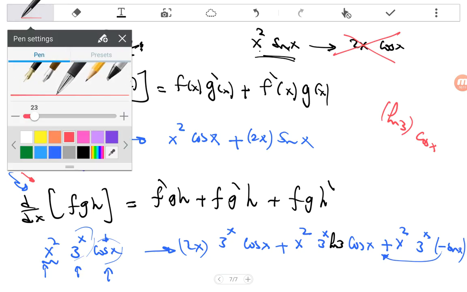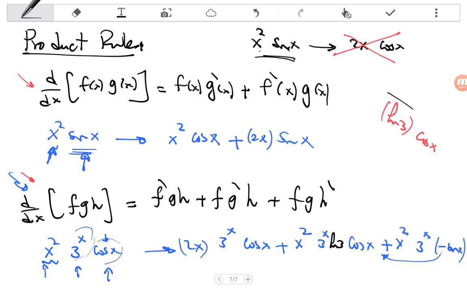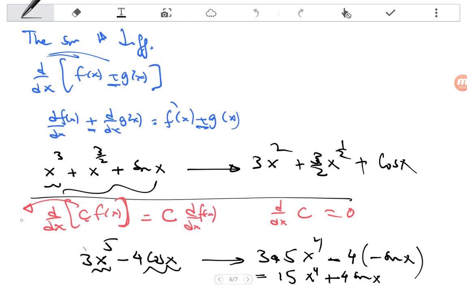In this case, I'm having a constant. This is a constant. So I'm having here not two functions multiplied by each other, but just one function multiplied by a constant. This is a different case from the product rule. In the product rule, I'm having two functions of x multiplied by each other. Okay? In this case, I'm having a constant multiplied by a function.